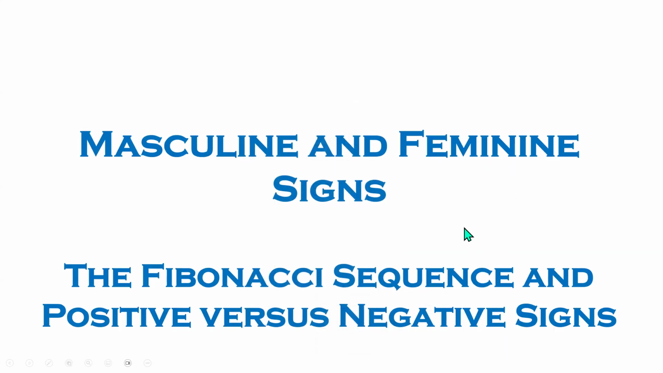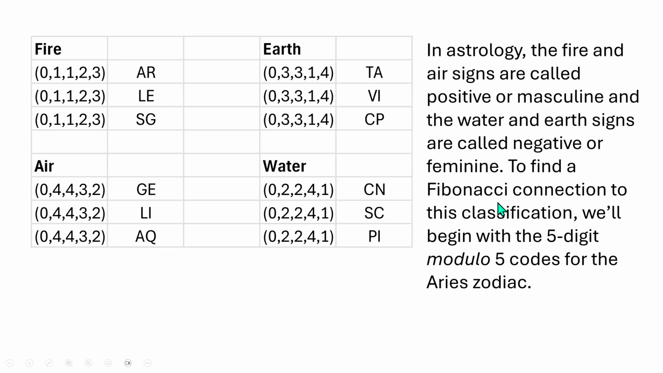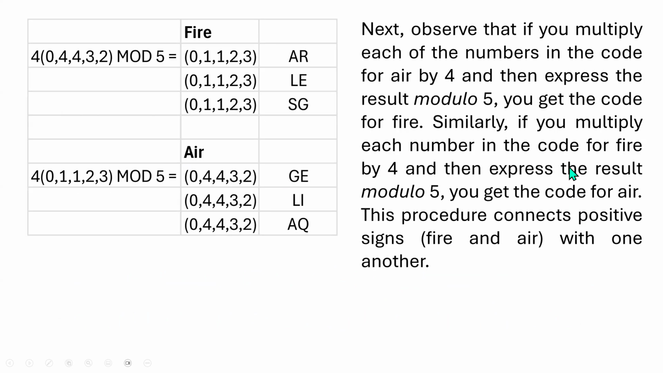Okay, now the Fibonacci sequence can also distinguish between masculine and feminine signs, which are also known as positive and negative signs. And what we'll do is we begin with 5-digit modulo 5 codes for the Aries zodiac. So using the Aries zodiac and those modulo 5 codes, these are the codes for fire, codes for earth, codes for air, codes for water. Next, observe that if you multiply each of the numbers in the code for air by 4 and then express the result modulo 5, you get the code for fire.